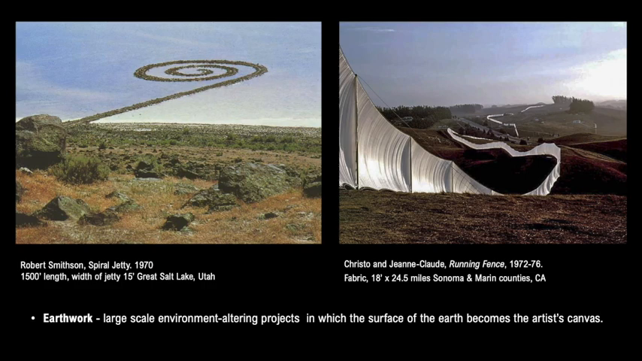Now, an earthwork is a large-scale, environment-altering project in which the surface of the earth becomes the artist's canvas. We can see in Christo's fence here that it looks as if it's the Great Wall of China meandering over the Central California landscape and vanishing into the ocean, going 24.5 miles.